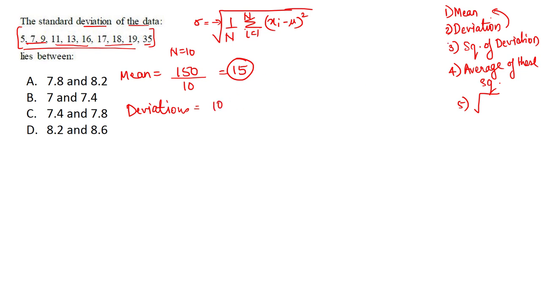Forget the minus sign. Deviations have to be positive always. Or we can say we have to take a mod of the deviation. So the deviation is 10. 5 to 15 deviation is 10.